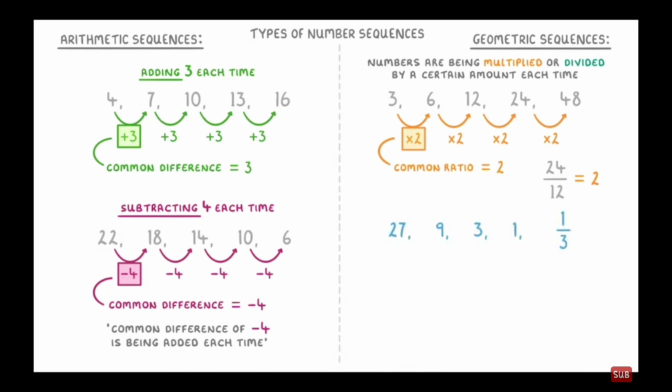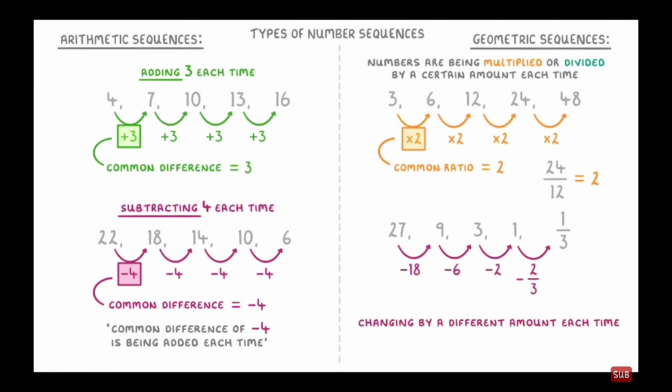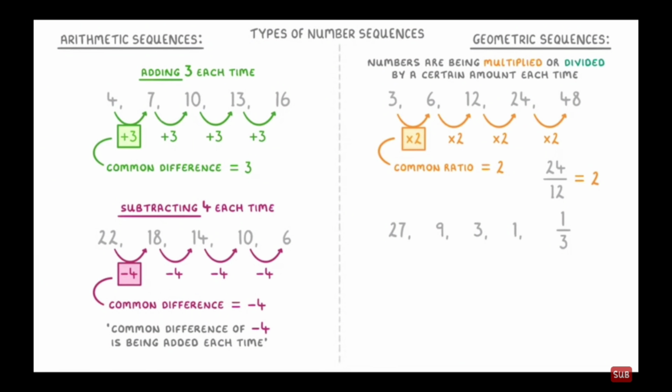For this last one, we can again start off by checking what the difference between each of the terms is. So -18, -6, -2, and -2/3. So because it's changing by a different amount each time, we know it can't be an arithmetic sequence. So next, we need to check if it's a geometric sequence.